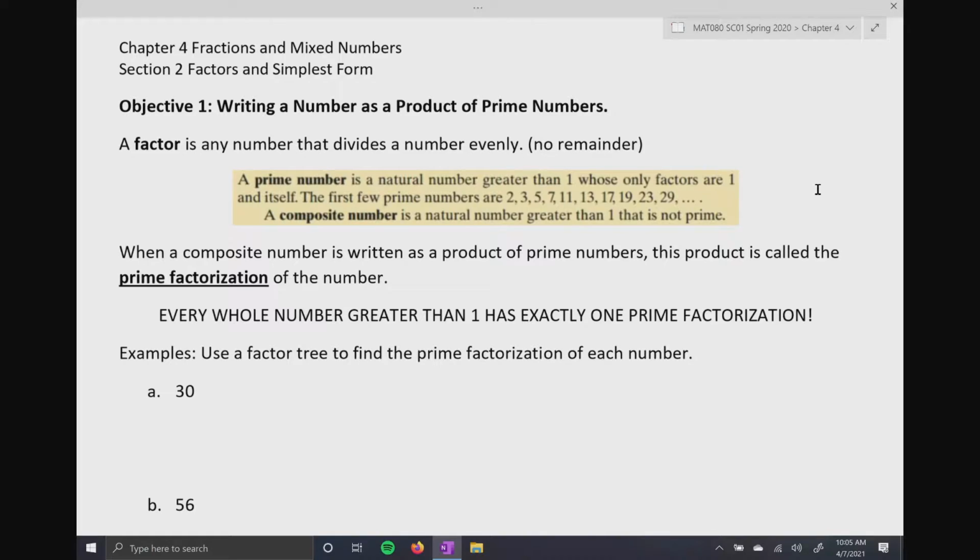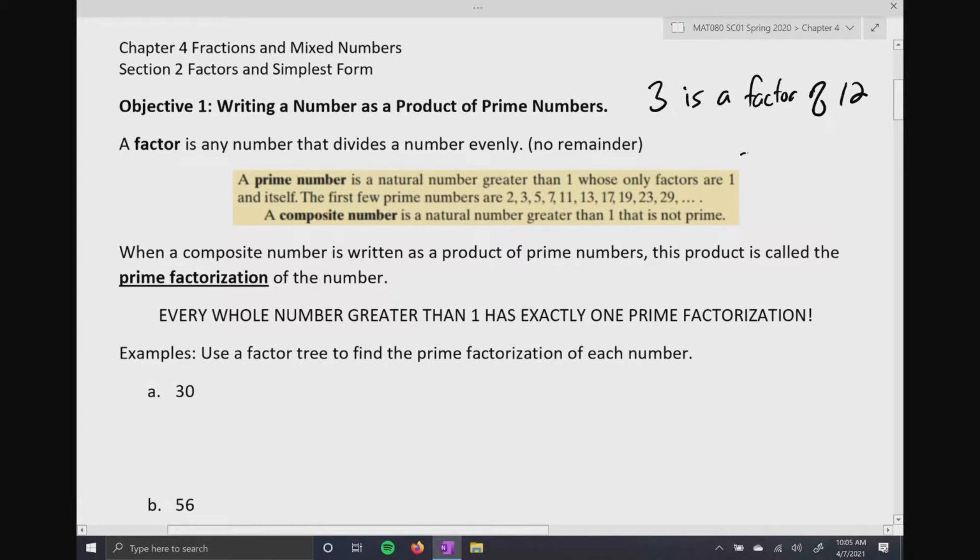Okay? So it all starts here with objective 1, which is writing a number as a product of prime numbers. A factor is any number that divides a number evenly, in other words, no remainder. A good example of this would be 3 is a factor of 12. And how do we know that?